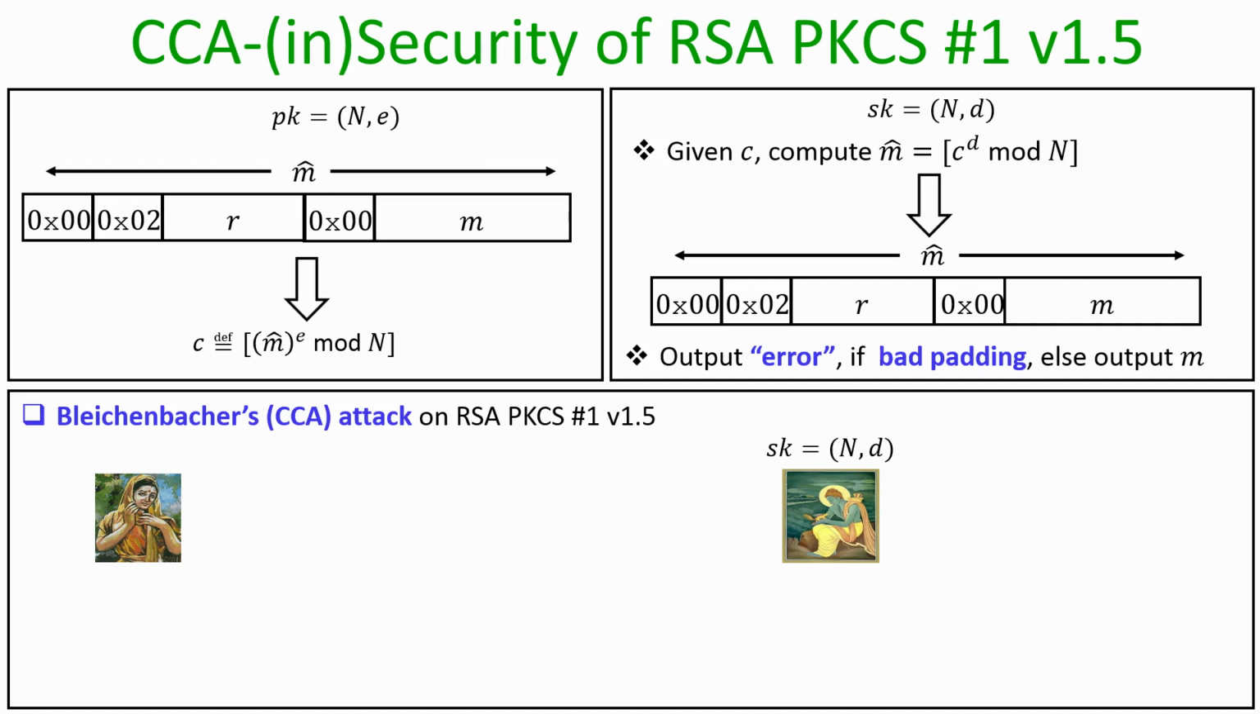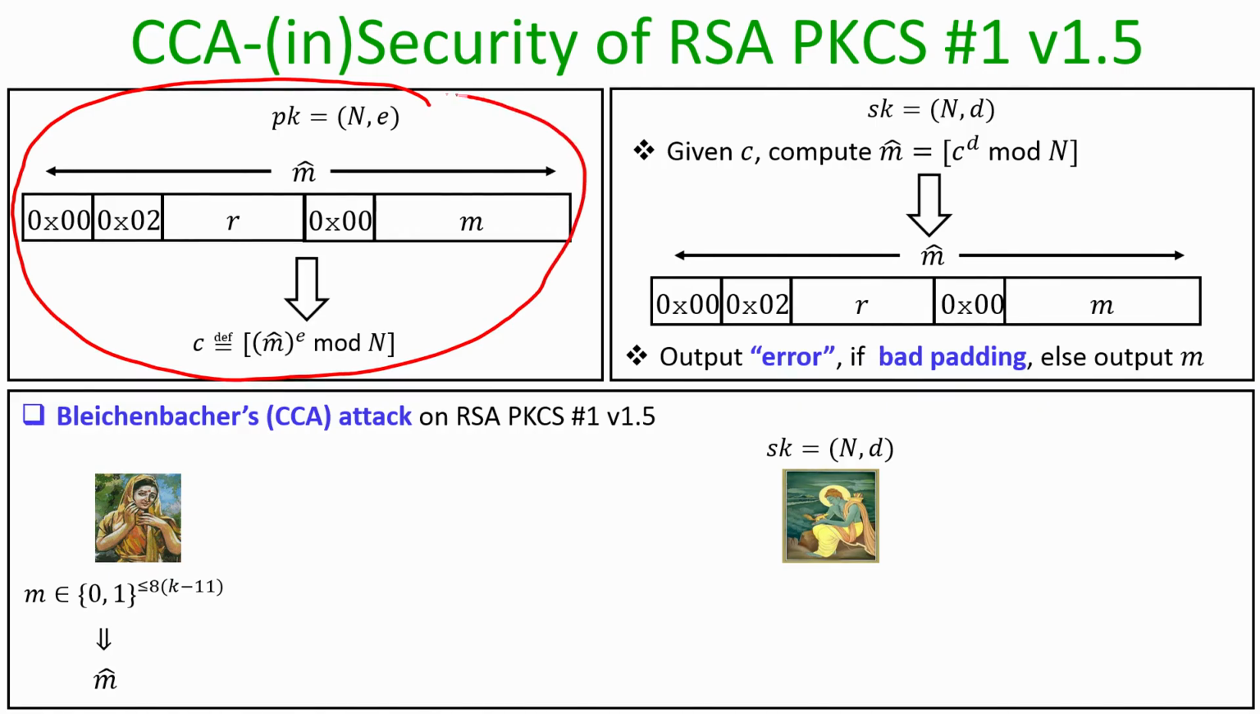Imagine we have a receiver who has obtained its secret key and set up its public key available in the public domain, and imagine there is a sender which has a message M consisting of up to k minus 11 bytes. It pads the message which it wants to encrypt as per the given standard to obtain the padded group element m hat, and it performs the encryption of the padded group element as per the RSA function.